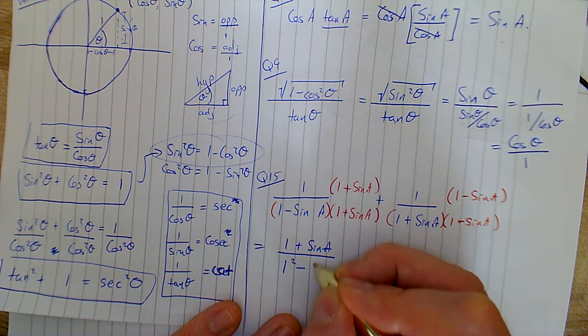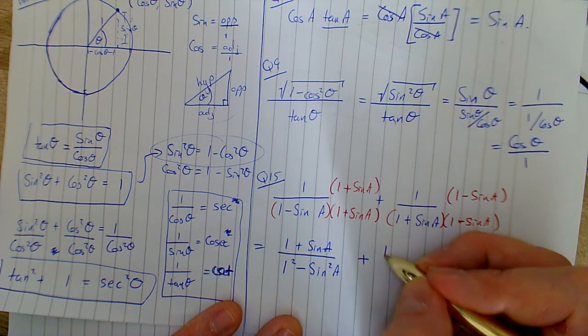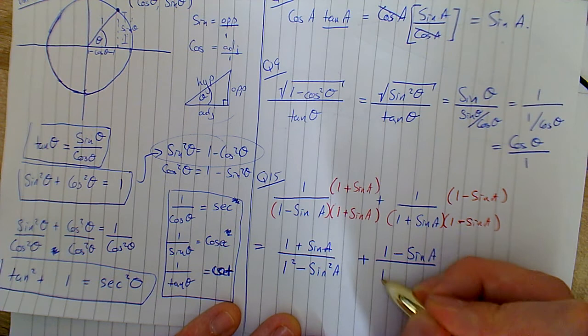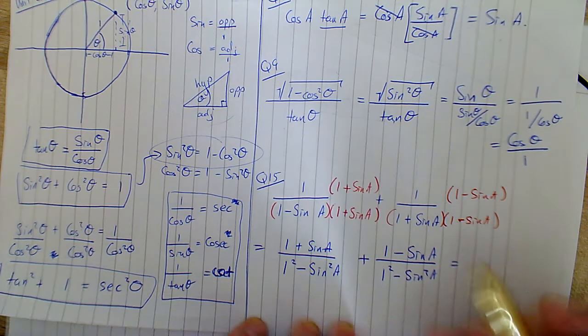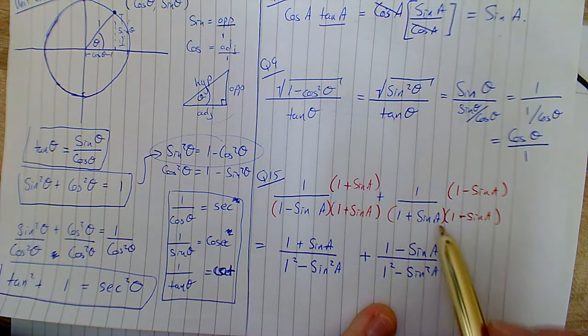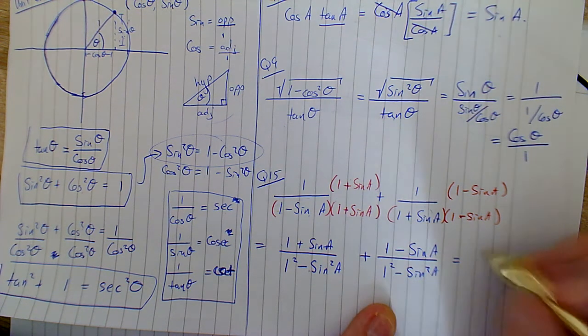You might not even have gone as far as saying it's a difference of two squares. You might have just been trying to get a common denominator here and multiplied top and bottom here by this denominator and top and bottom here by this denominator. Either way, you get 1 plus sine A plus 1 minus sine A, and because you've got the same denominator, they can disappear. So you get 2 on the top and 0 where those sine A's are. On the bottom you get 1 minus sine squared A, but of course 1 minus sine squared A is cos squared A.